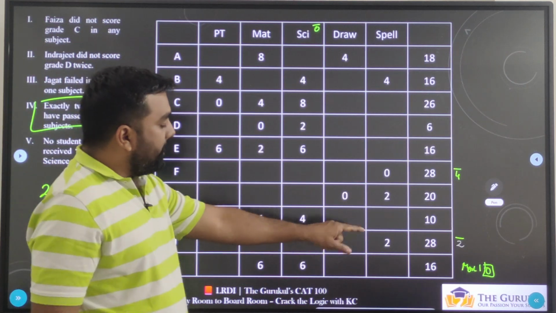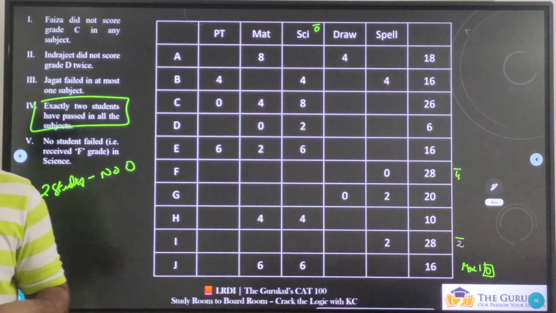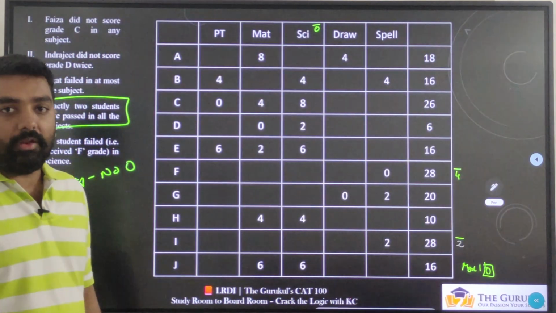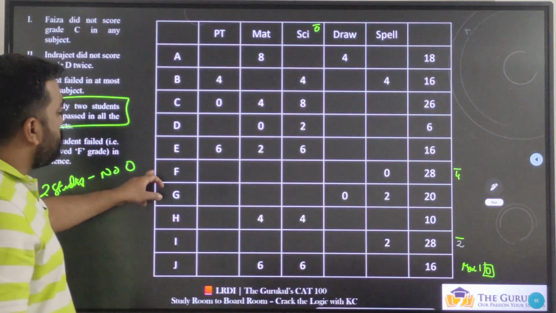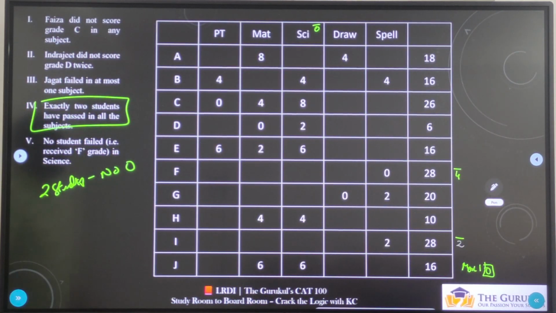If you look at person Indrajit or F, these are the two people who got maximum marks. So whenever we are solving questions of this type, we should start with the case where we have the maximum marks. So let's see for F. F got 28 marks. How can we write 28 as a sum of 4 numbers?